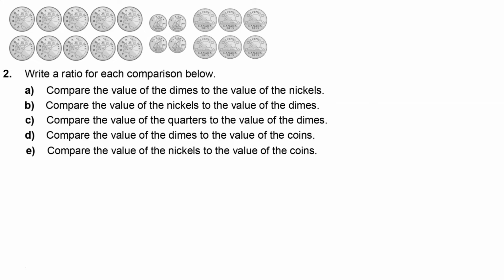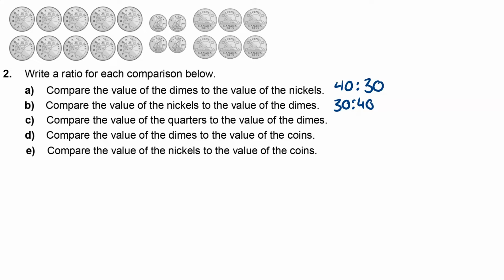In question 2, we're asked to write a ratio again, but this time we're comparing the value of the coins rather than just the number of coins. The value of the dimes is 40 cents because it's 4 times 10, and the value of 6 nickels is 6 times 5, which is 30. So we've got a ratio of 40 to 30. Part B says compare the value of the nickels to the value of the dimes, and we're just going to reverse those numbers. So 30 to 40.